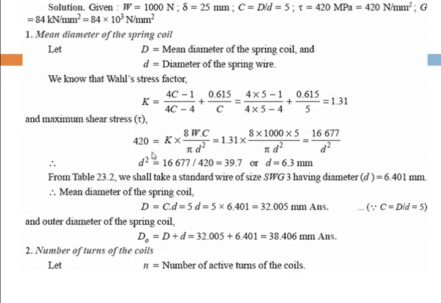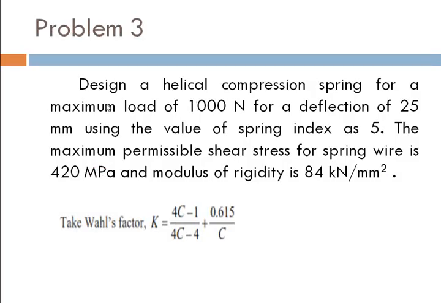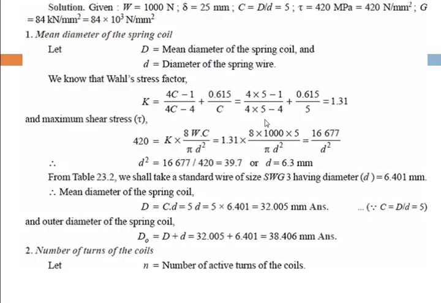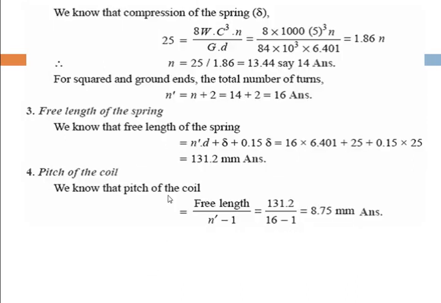If a design problem is given on a helical compression spring, you need to find out all these: the mean diameter of the spring coil, the number of turns of the coil, the free length of the spring, and the pitch of the coil.